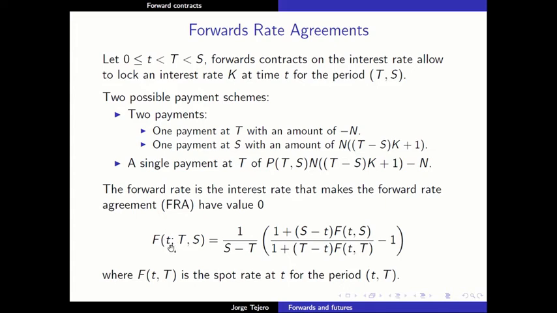Okay, so the interest rate that makes the forward rate agreement have value 0 at time little t is given by this expression, where this guy over here is the spot rate available at little t for the period going from little t to S, and this guy over here is the spot rate available for the period going from little t to capital T. Notice that these spot rates are given in simple compounding, as well as this forward rate, which is also given in simple compounding.